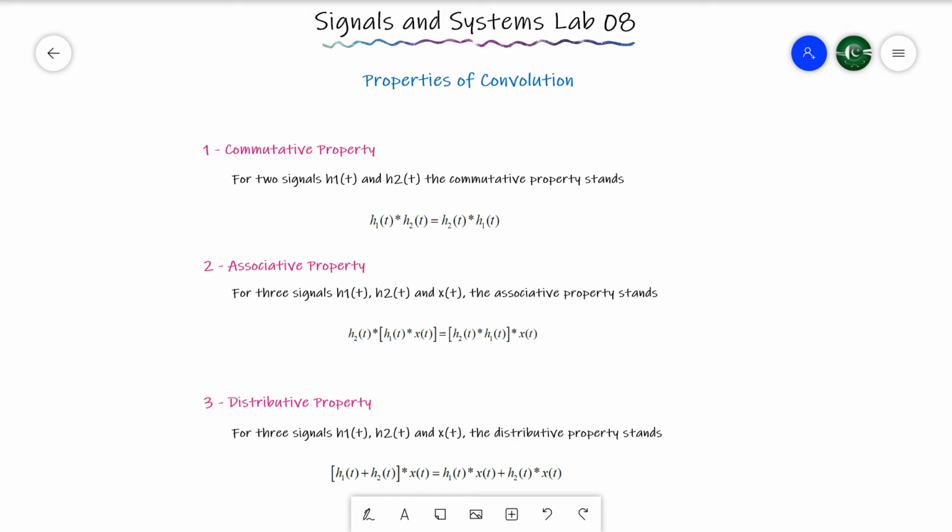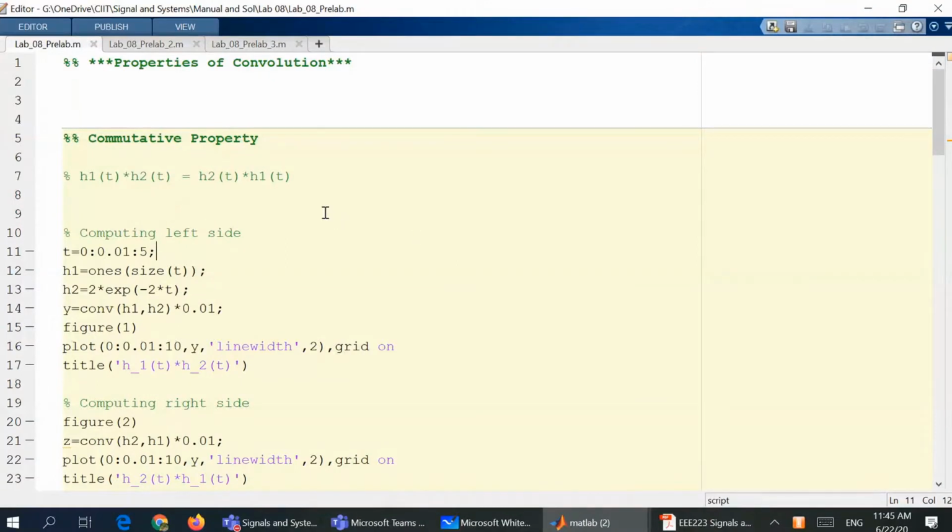To see if this commutative property is true or not, we will take an example. Once again, the commutative property is if we convolve H1 with H2, and if we convolve H2 with H1, it will not make any difference. ये चीजें हमने देखी भी थी कि अगर हम h of t minus tau को कन्वोल्यूशन में स्लाइड करें या x of t minus tau को स्लाइड करें तो इसमें कोई डिफरेंस नहीं था.